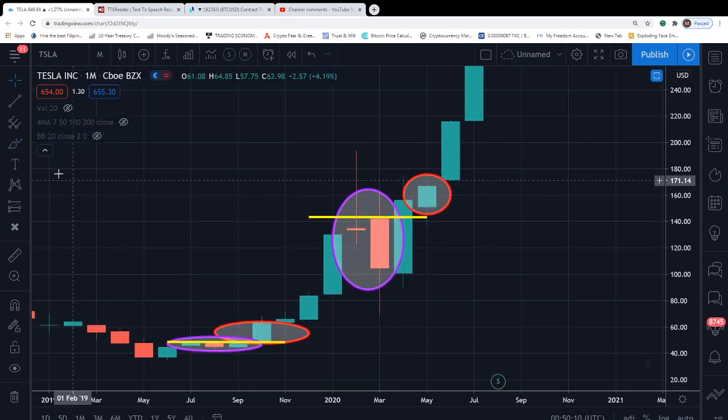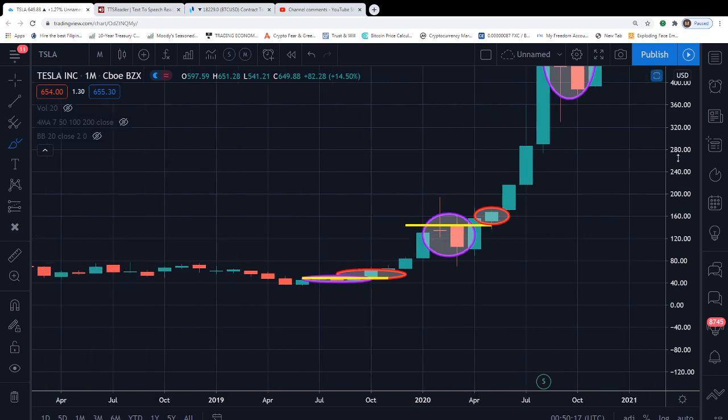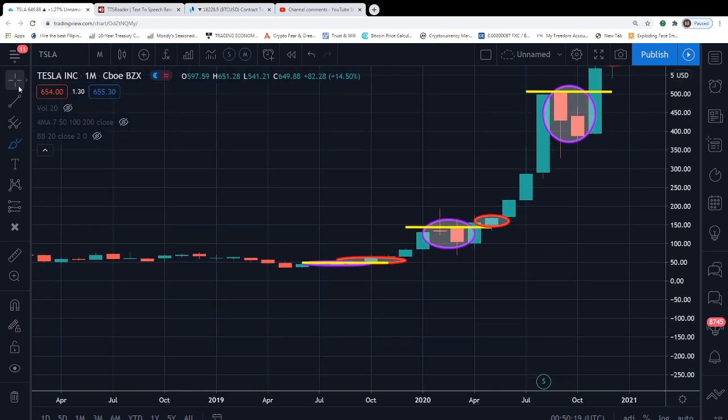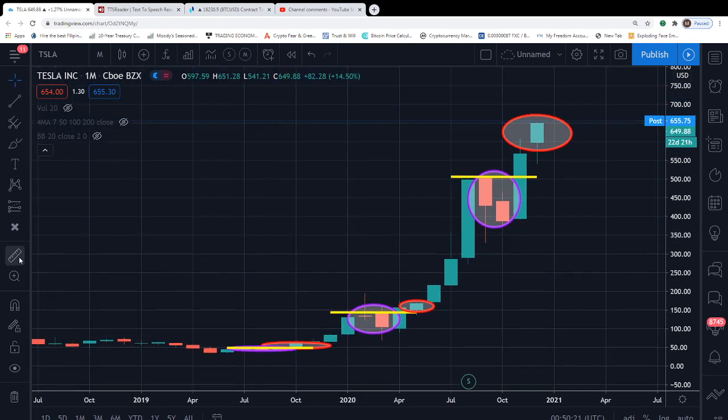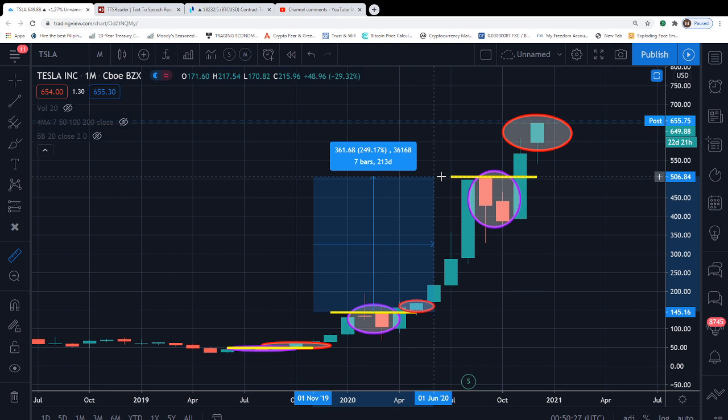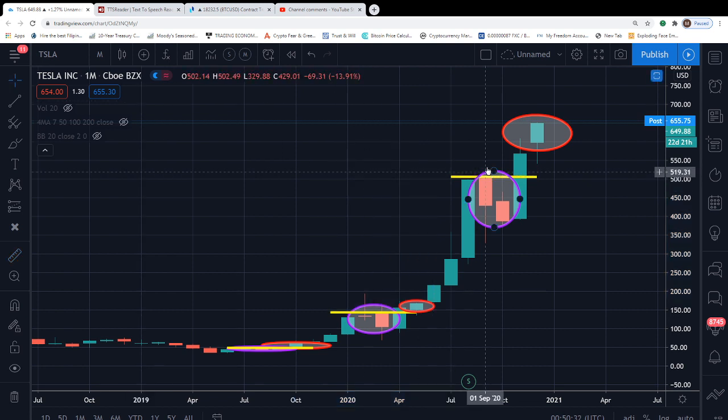We consolidate above that yellow line, and of course, after the consolidation is complete, boom, the price breaks out to the upside, okay? And it goes all the way up to that next yellow line up here, and let's measure that really quickly. From yellow line to yellow line, at about 143, all the way up to $500. It's a 250% move to the upside, which takes us over to present day.